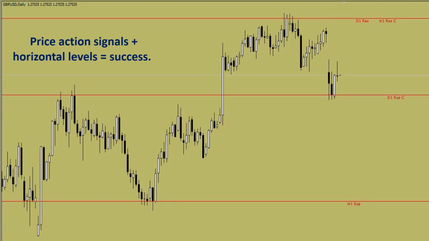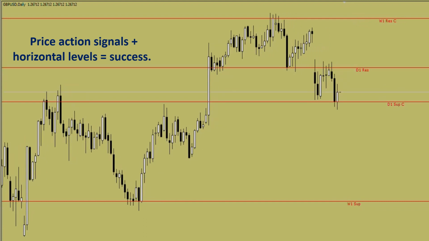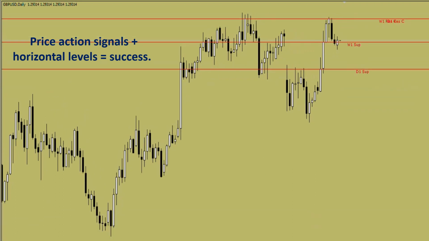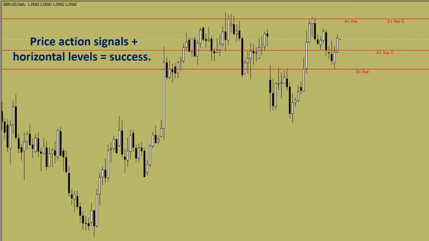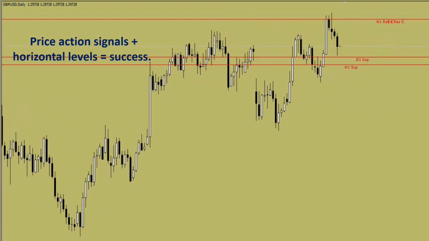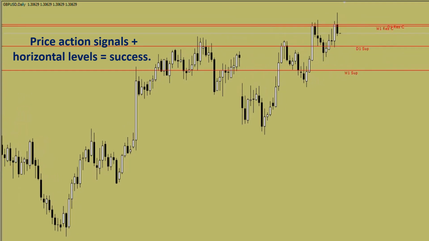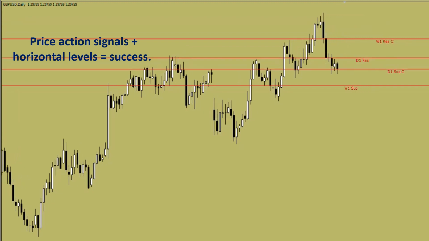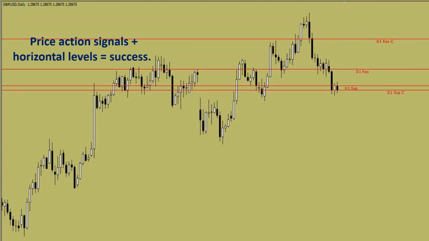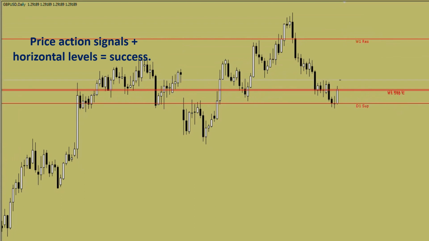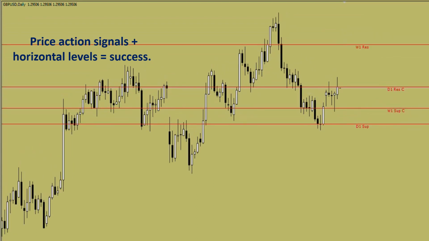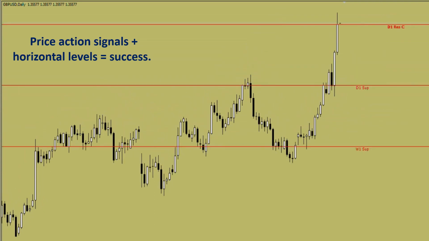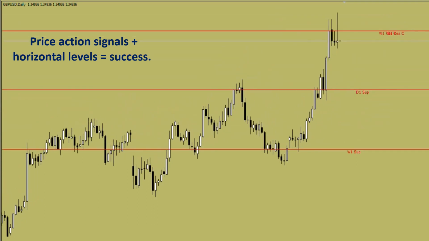Horizontal levels plus price action signals equals success. That is the simplest rule in Forex trading. It makes no difference whether you find the price action signal or the level first. What matters is whether the two have come together to form a price action trade that is confluent. You have a potentially very high probability trade on your hands if you have an obvious price action signal, such as a pin bar or a fakie signal, that is formed at a key horizontal level of support or resistance in a market.